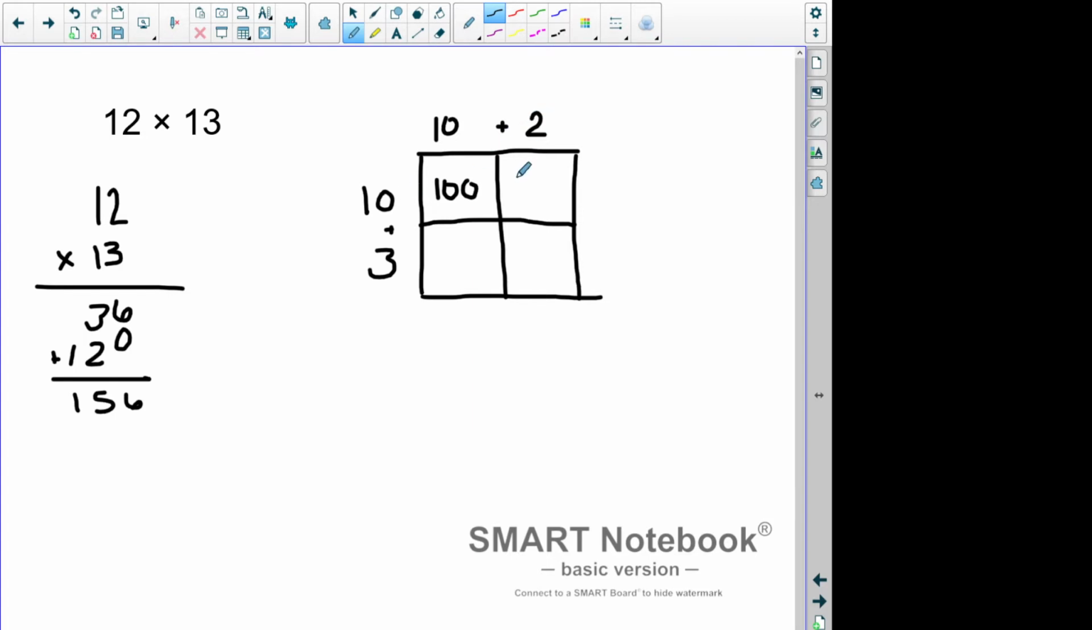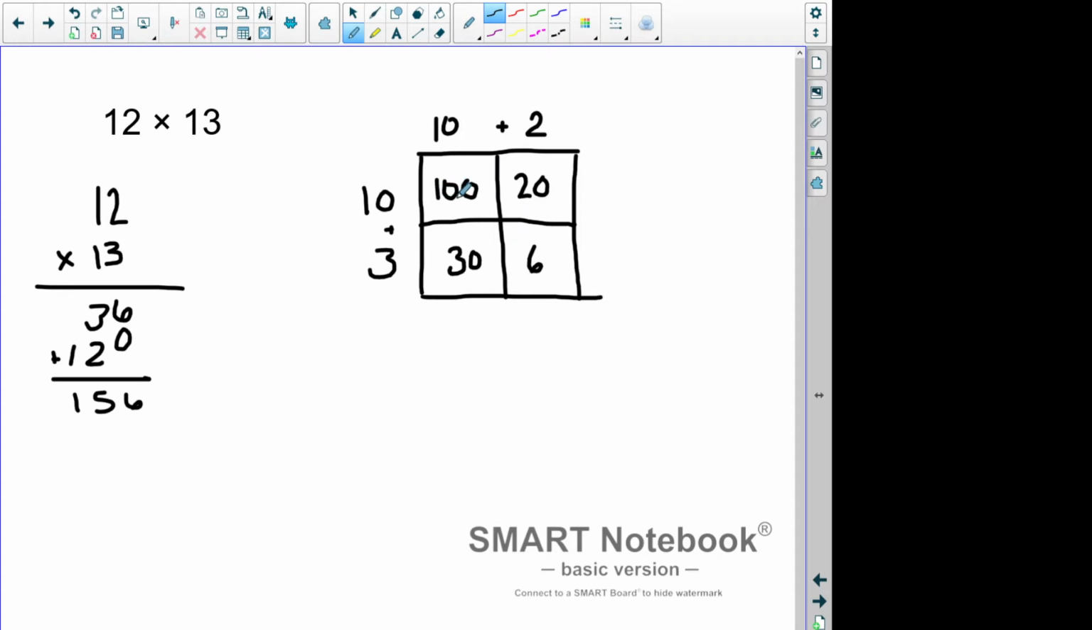10 times 2 gives me 20. And then here, 3 times 10 gives me 30. And then 3 times 2 gives me 6. Okay. And then all I have to do is just add these numbers together.